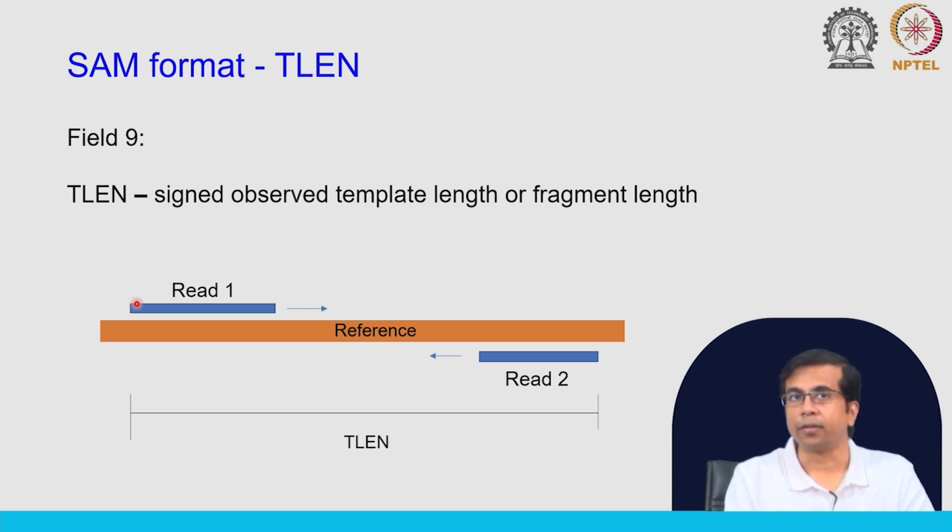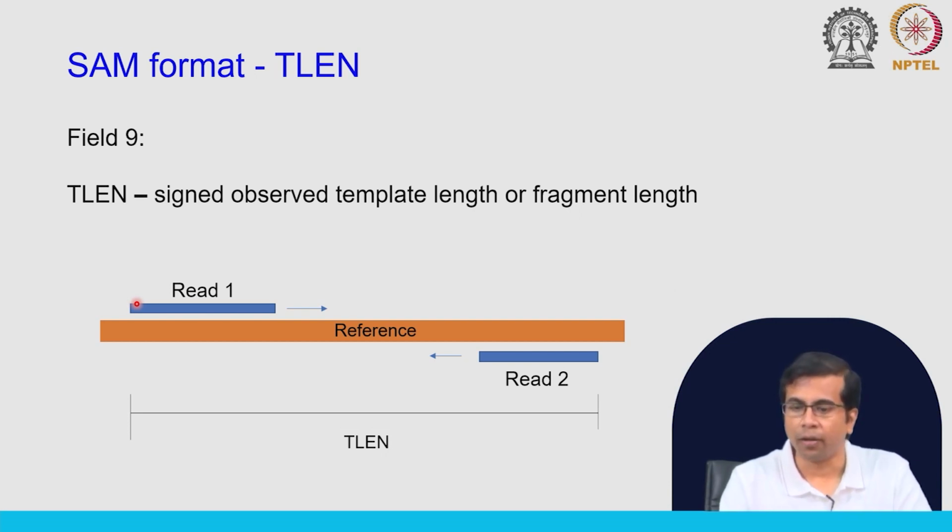Now, one of the things you have probably noticed is that it says signed observed template length. We have calculated TLEN, which is a positive number, but we will also have to have a sign. There is a plus sign and a minus sign, and we will understand why we need a sign. Because we are dealing with paired end data, one of the reads will get a plus sign, the other read will get a minus sign for the same TLEN. This is important to figure out which read is occurring upstream of which read, whether read 2 is upstream of read 1 or read 1 is upstream of read 2. That information you can gather from this sign of TLEN.